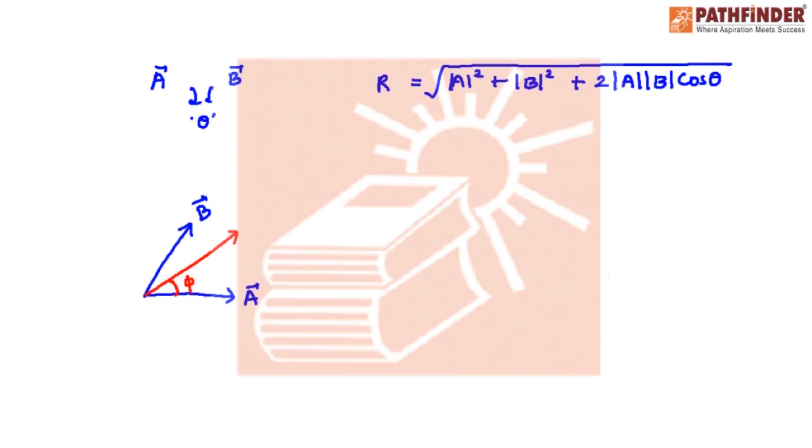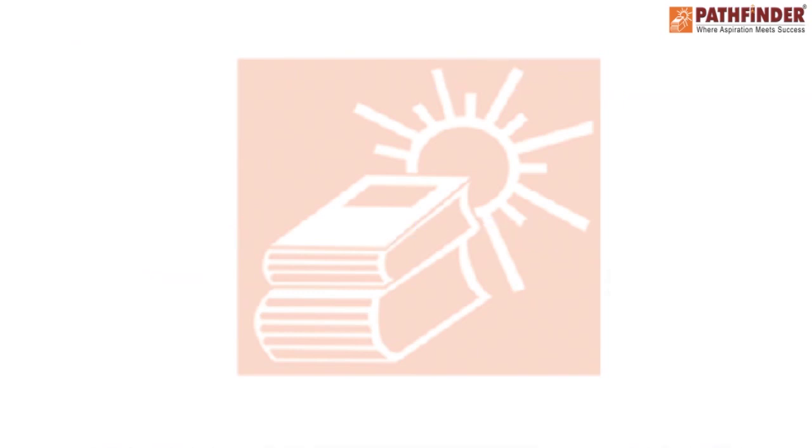So we can also write tan phi is equal to b sin theta upon a plus b cos theta. So this is the equation for the angle of the resultant with one of the vectors, and the angle theta over here is the angle between a vector and b vector, which I already mentioned. Then we move to the next aspect, that is vector multiplication.